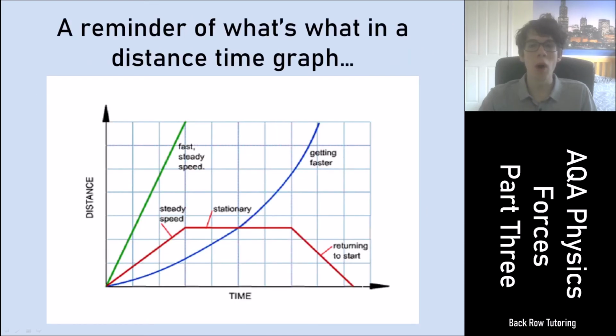A reminder of what's what in a distance time graph. When you have a straight line, you have a steady speed. When you have a flat line, you have something which is stationary or not moving. And when you have a line which is going back towards the 0 point, you see that the object is returning to the start, or it's coming back. If you have a line which is curved like this, it's accelerating, or if the curve is sort of curved the other way, then it is decelerating.